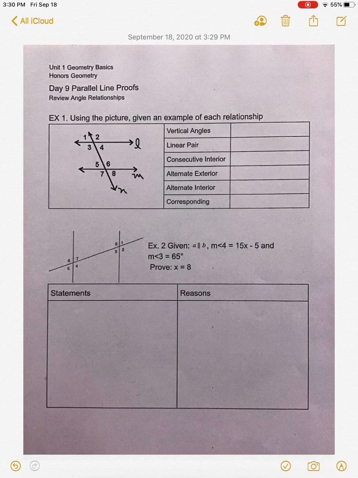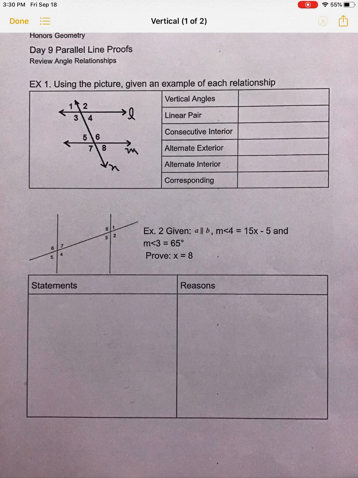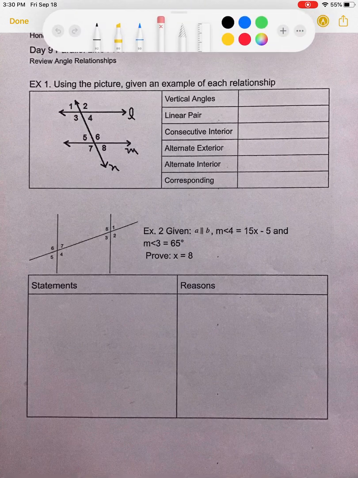Hey, welcome to day 9, parallel line proofs in honors geometry. Just reviewing a little bit of angle relationships before we get into actual proofs with these angle relationships. So let's see. We have in this picture, use the picture, give an example of each relationship.